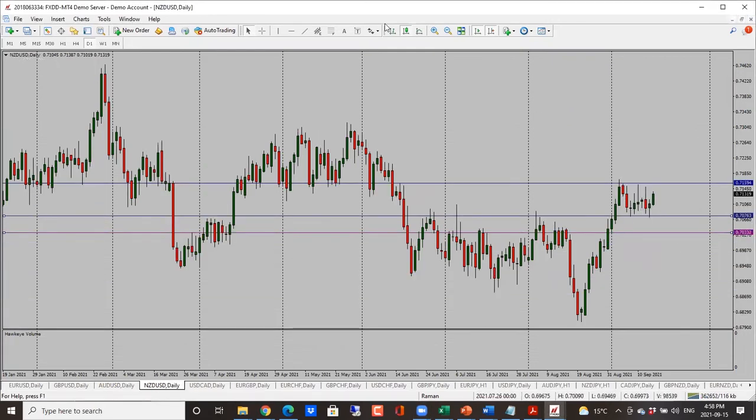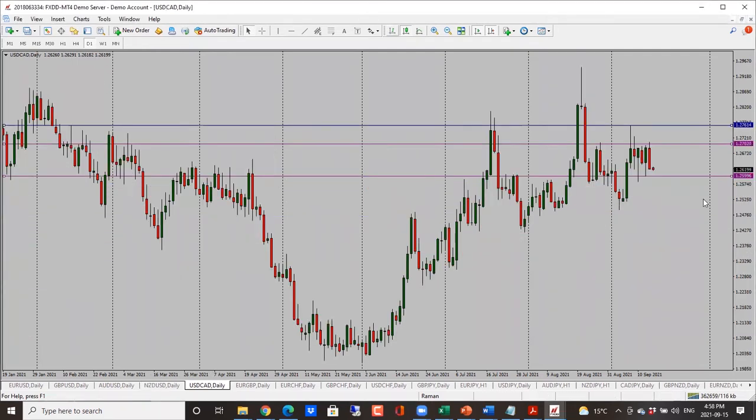In New Zealand dollar as well, we do have a bullish candle close here, bullish pin bar, and now we are back into the range. So looking for a move towards the top of the range, 0.7150, and then it's likely to become range bound again. So neutral bias here, neutral to bullish, I should say, because we're looking for a move towards the top of the range. 0.7160 is the target.